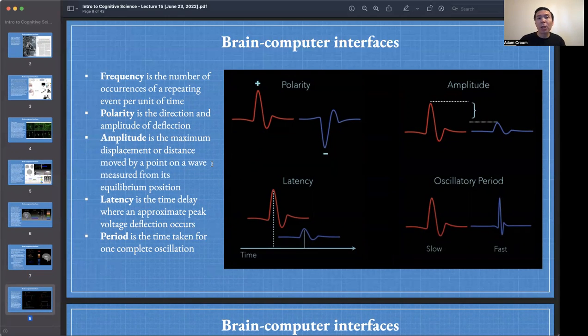Polarity is the direction and amplitude of deflection. Okay, so like this, positive, okay, or negative polarity. Amplitude here is the maximum displacement or distance moved by a point on a wave measured from its equilibrium position. Latency is the time delay where an approximate peak voltage deflection occurs. So here, latency. And then finally, period is the time taken for one complete oscillation.